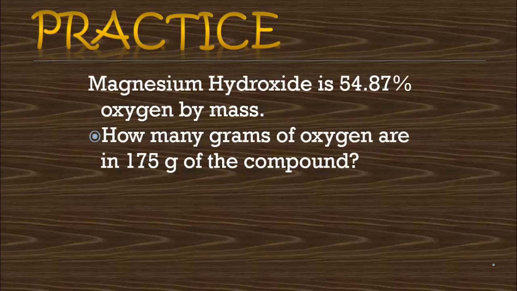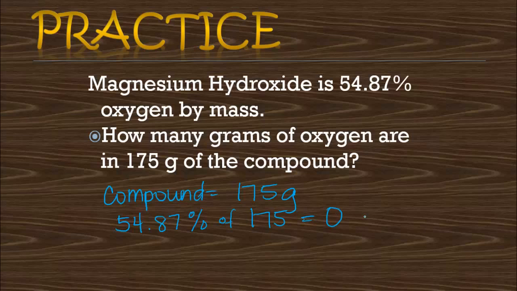So we know magnesium hydroxide is 54.87% oxygen by mass. So it's saying in the whole formula, I have 54.87% oxygen. I want to know how many grams of oxygen would be in 175 grams of the compound. So I know my compound has a mass of 175 grams. I know 54.87% of 175 is oxygen.